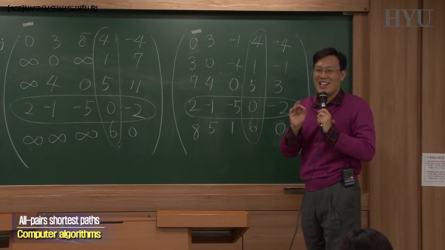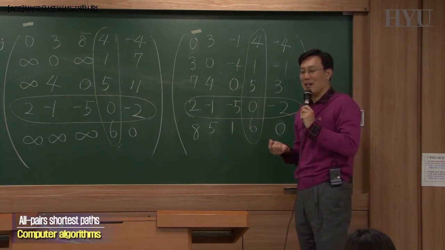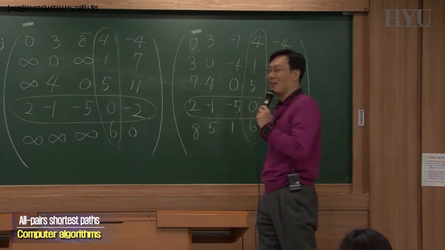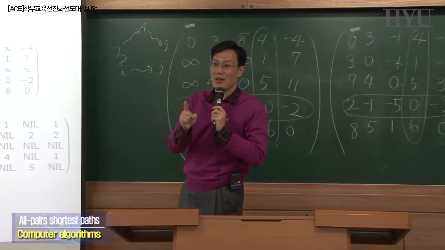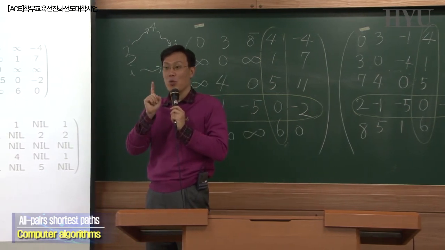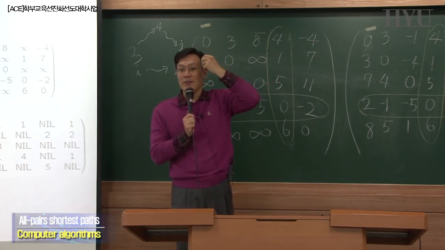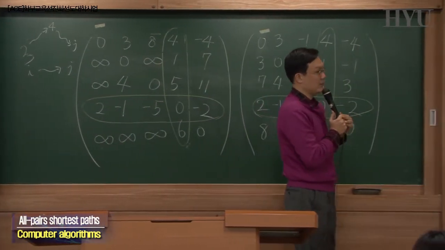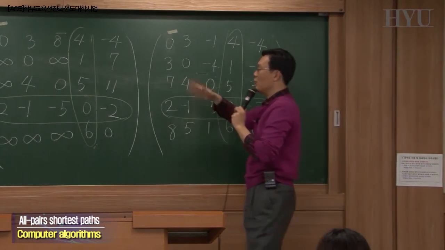Then why are the values on the main diagonal always 0 during the whole process? Yes? One reason is that there is no negative weight cycle in the graph. If there is one, these values can be negative. Okay, so we use only 1 table.